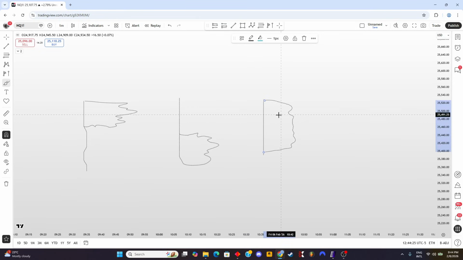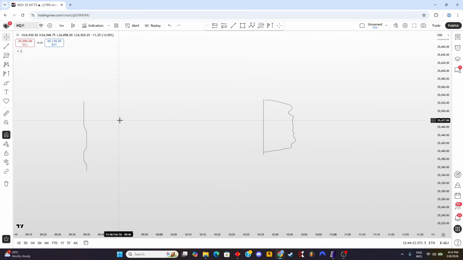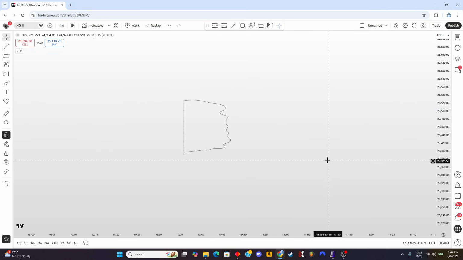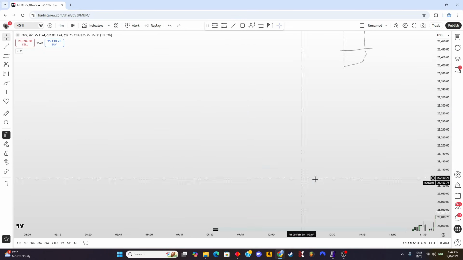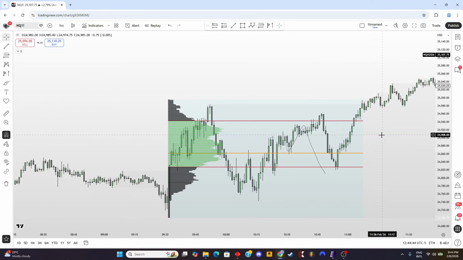Now in this video, I'm going to only talk about the D shape. I'm going to go over the P shape and B shape later on in the upcoming videos, but I want to talk about the D shape first, okay? So when you have a volume profile, this is the value area high, this is the value area low.